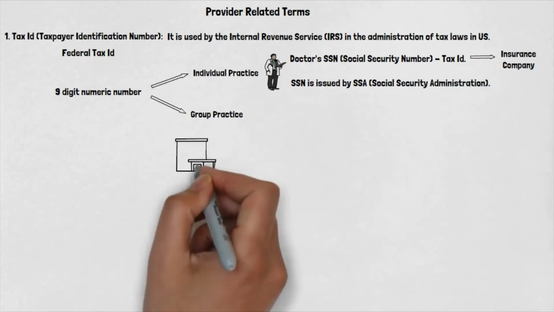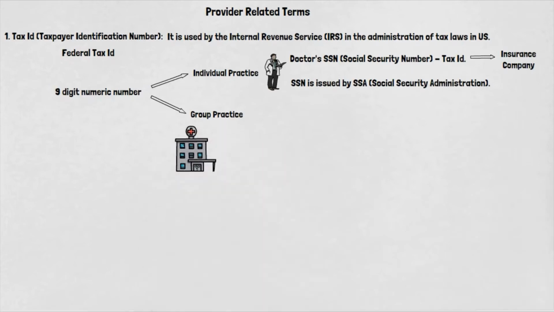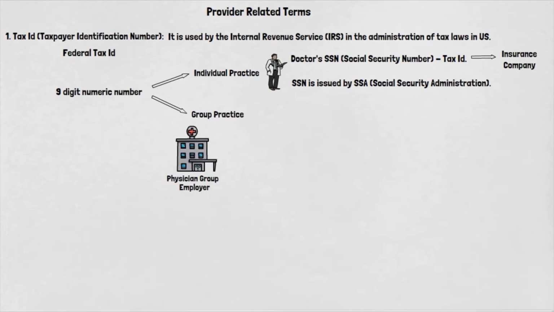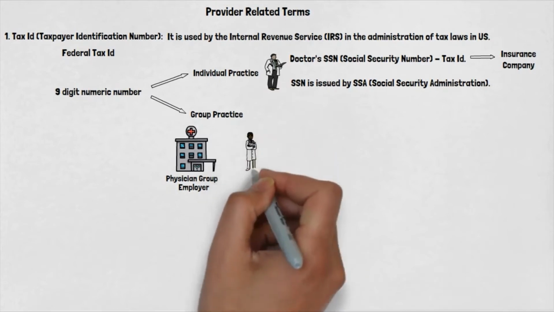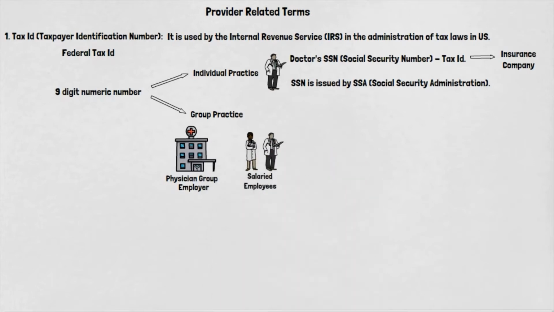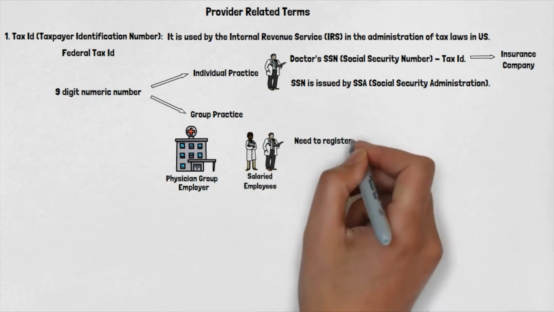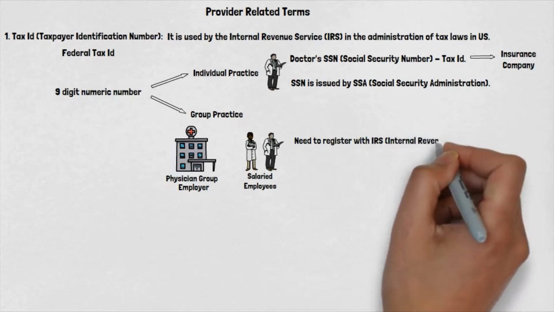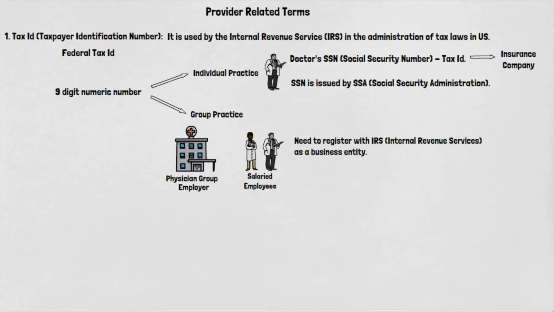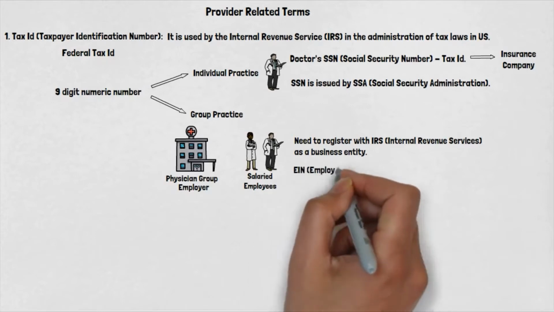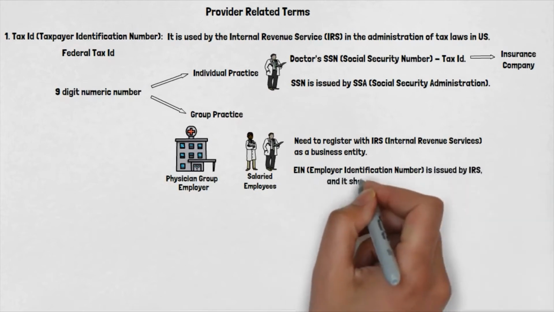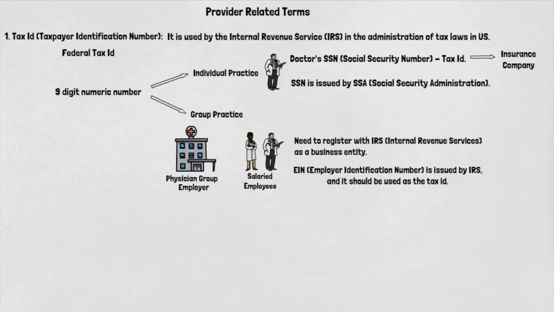Coming to group practice, it is a system in which two or more doctors collaborate to form a physician group. This physician group will act as an employer, and the doctors working for the group will be considered as salaried employees. The physician group needs to register itself with the IRS as a business entity. The IRS will issue an EIN, which is Employer Identification Number, and it needs to be used by the physician group while billing claims to the insurance companies in place of tax ID.